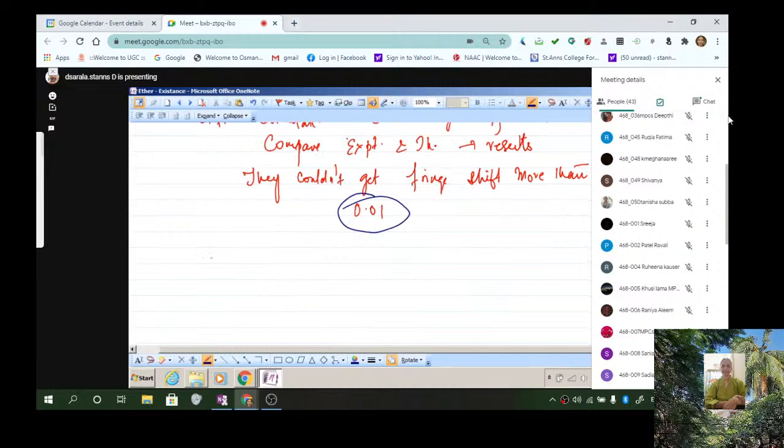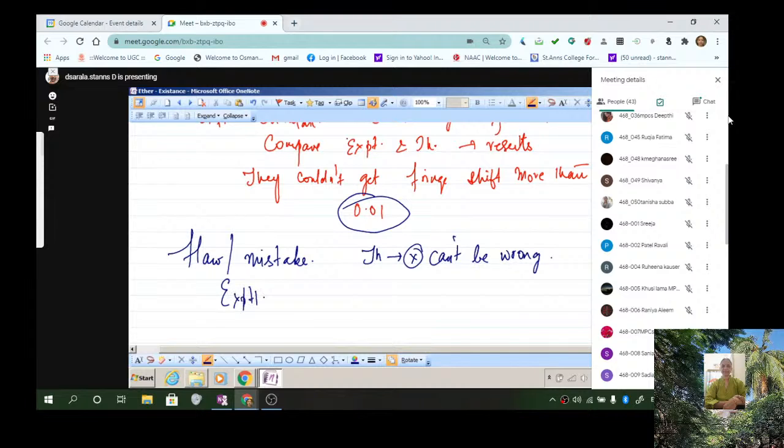There is a flaw or a mistake. Something has gone wrong somewhere. Either theoretically it is wrong or experimentally it is wrong. Theoretically it cannot be wrong because they have just calculated by using these parameters. So theory cannot be wrong. That means there is something wrong only with the experiment. Let us not say it is wrong, we say it is not correct.